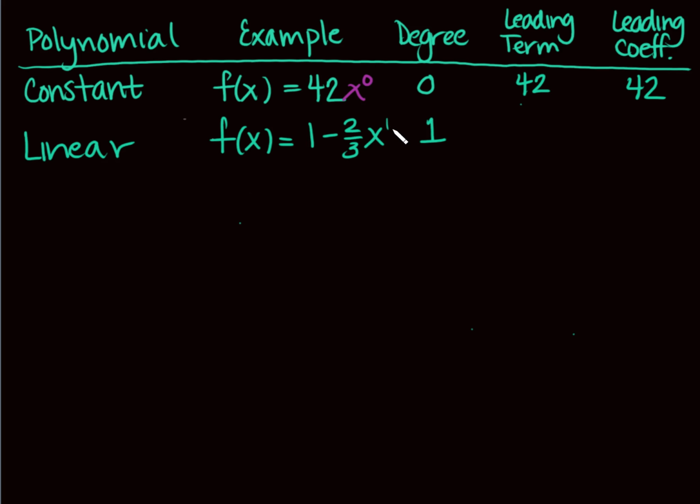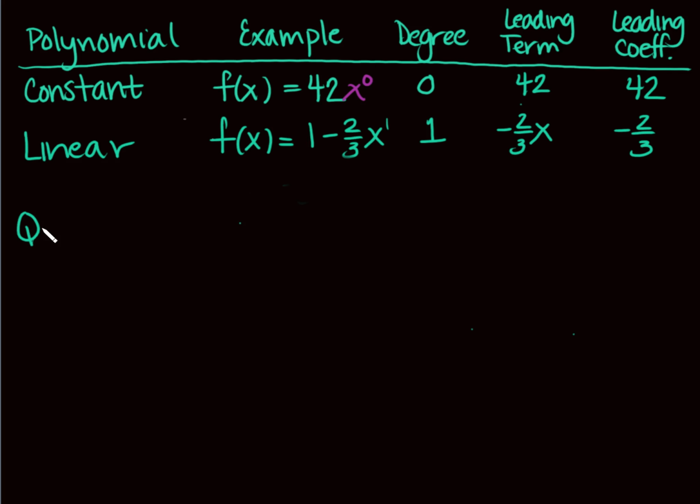So what's the degree of this polynomial? It's 1, because this is x to the first power. The leading term is the negative 2/3 x. If I wrote it in descending order, I would have negative 2/3 x plus 1. And then what's my leading coefficient? It would just be that negative 2/3. I think that's pretty simple. That's what a linear is, a degree 1 polynomial.